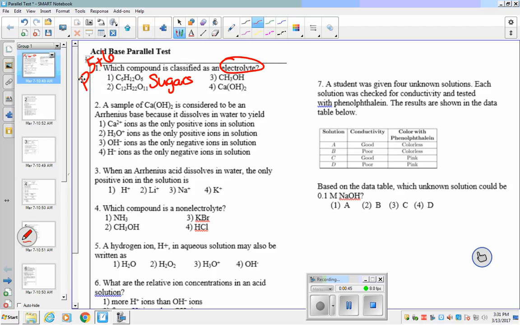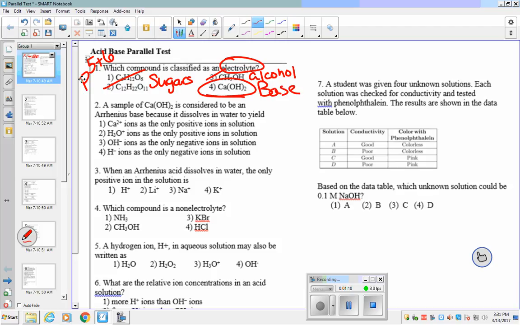So you're going to get rid of the first two choices. They're on the same side of the staircase. They're sugars. They're not electrolytes. Choice 3 is also on the same side of the staircase. It ends in OH, which makes it a little bit confusing, but this is considered an alcohol, which is also a non-electrolyte. CaOH2 is a base. Bases are electrolytes.